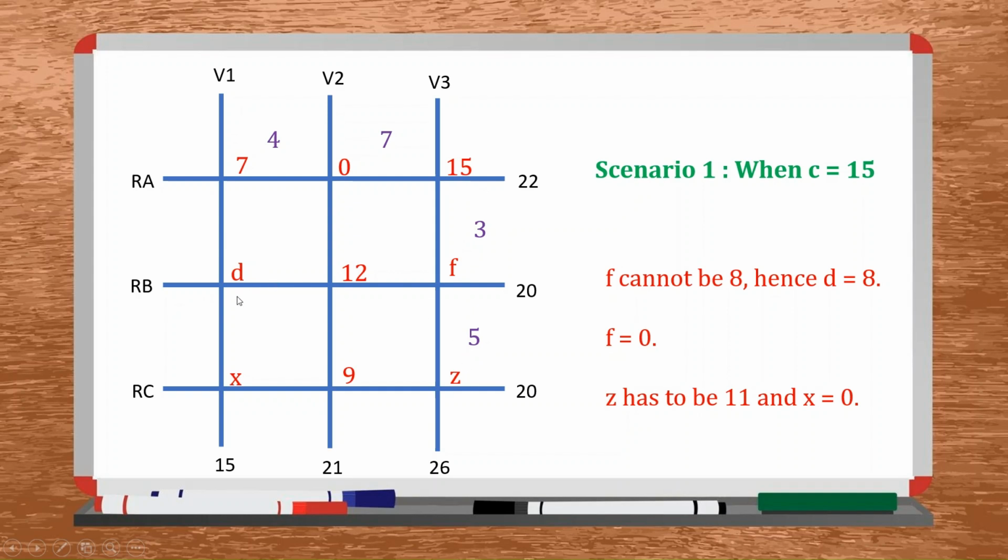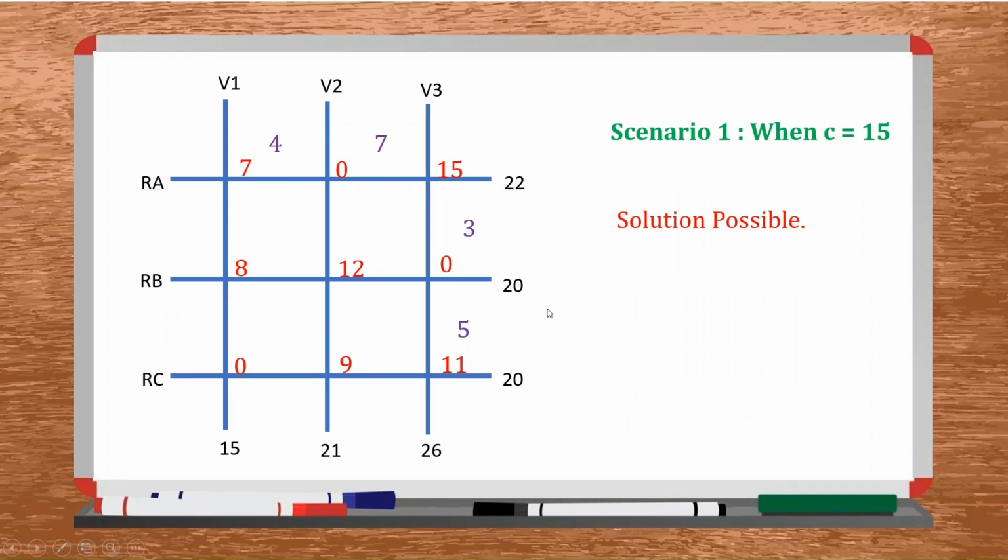If D is 8, then F has to be 0, and X has to be 0 as well, and Z has to be 11. So if we place all these integers, we have this particular solution with us, which is a possible solution. All the values actually fit into all the rules that we have. So this is a possible solution that we have in the first scenario where C is equal to 15.